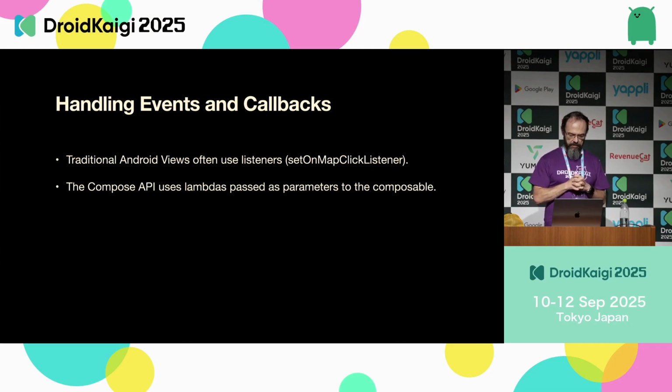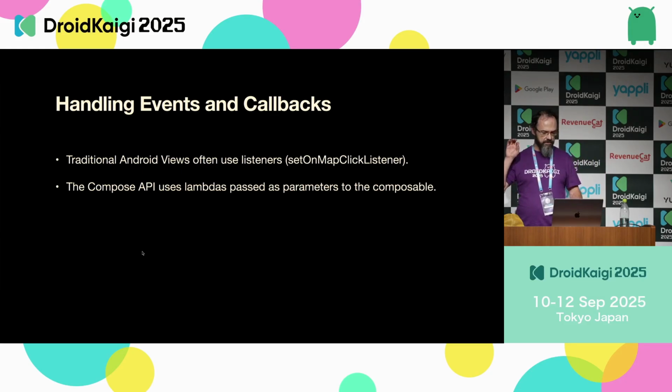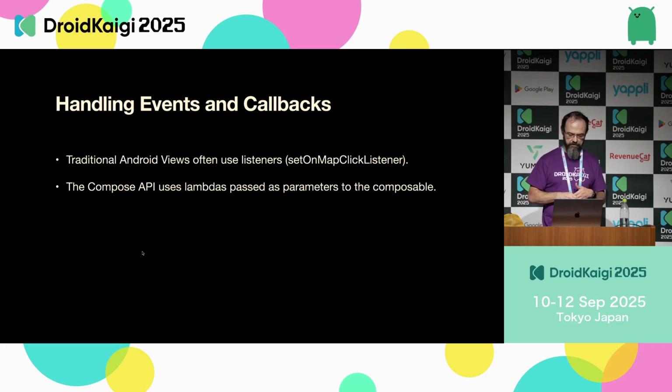Now, we need to handle events and callbacks. If you've been using views, and more specifically the Android Maps views, we use often listeners like set-on-map-click listener to specify what happens when the user clicks on the map or moves the map or processes an interaction. But the Compose API doesn't use setters. Instead, it uses lambdas that are passed as a parameter to the composable. That's the Compose way of dealing with interactions.